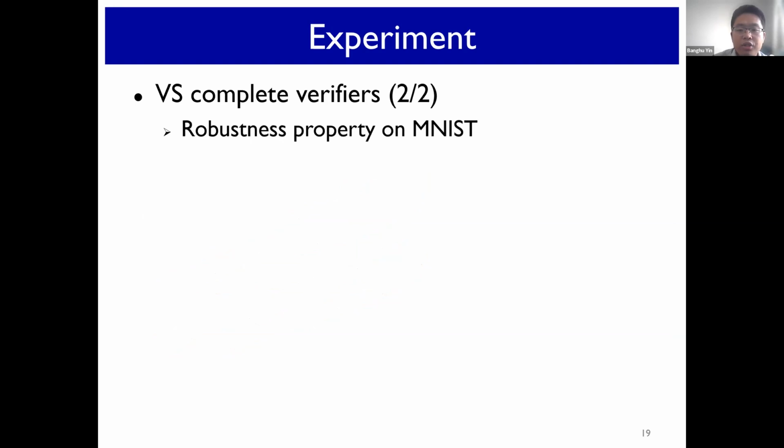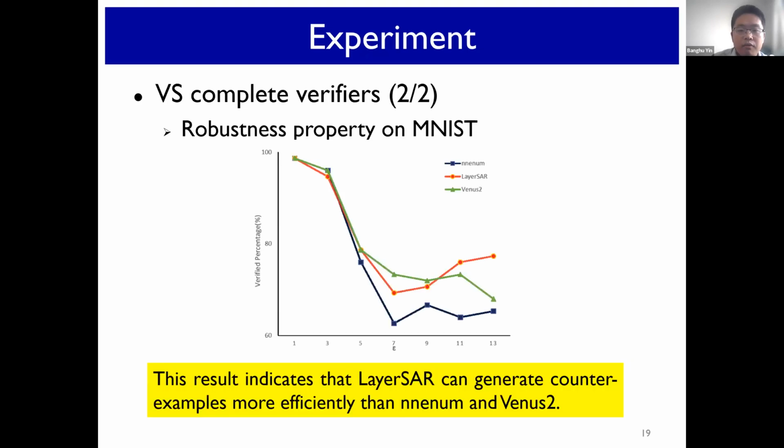Then we conduct a comparison on robustness properties on MNIST. From the results, we can find that when the robustness radius epsilon is small, three tools can verify most of these properties. But as epsilon gets larger, the underlying model tends to become unsafe. More and more counterexamples can be found by Layerwised. This result indicates that Layerwised can generate counterexamples more efficiently than other complete verifiers.